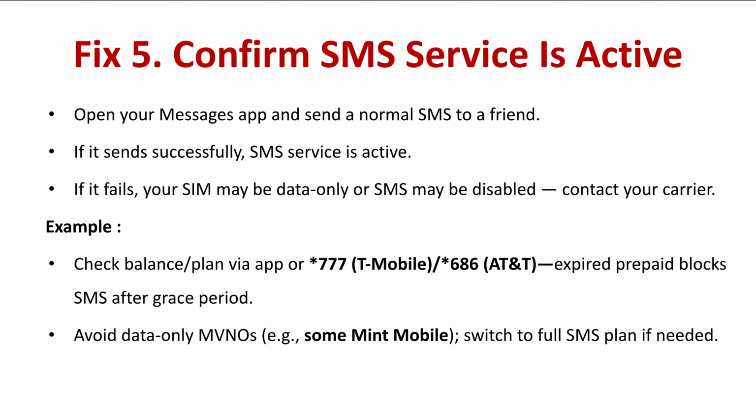So the fifth fix is confirm SMS service is active. Open your Messages app and send a normal SMS to a friend. If it sends successfully, SMS service is active. If it fails, your plan may be data only or SMS may be disabled. Contact your carrier. For example, check balance and plan via the app or star 777 on T-Mobile, star 686 on AT&T. Expired prepaid plans block SMS after the grace period. Avoid data only MVNOs, for example some Mint Mobile plans. Switch to a full SMS plan if needed.